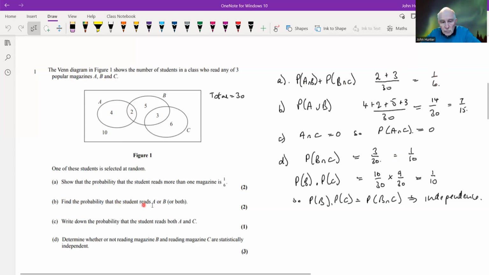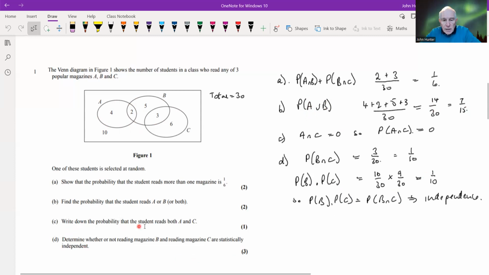Find the probability that the student reads A or B or both. Right, well, that's what this is saying, A or B or both. Yep. So just going back to our example a bit higher up, that is the union, probability of A or B or both. And that would be everything in this space here. Yeah, 4 plus 2 plus 5 plus 3 out of 30, 14/30ths, 7/15ths in other words.